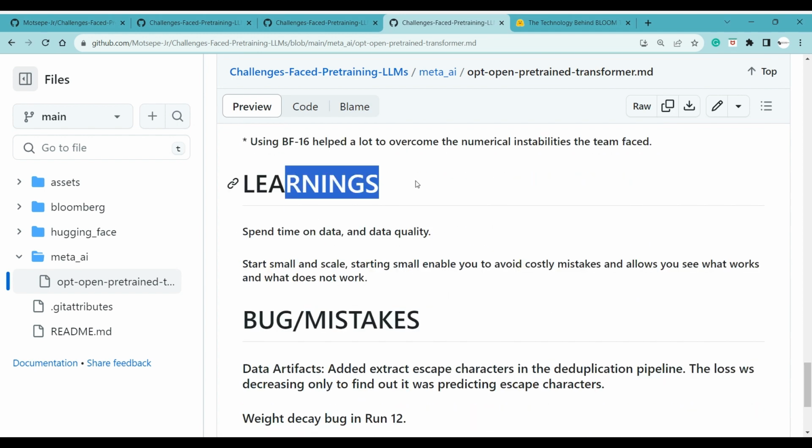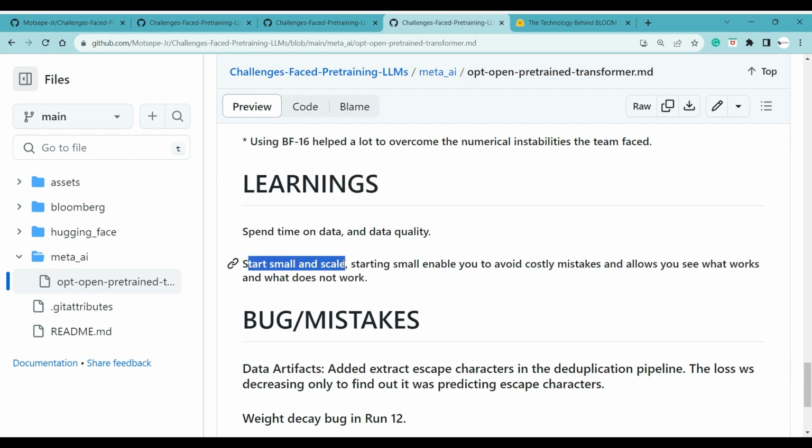Anyway, learnings. They said that you need to spend time on data as well as data quality. This is one thing I thought is very, very important: having people specify what kind of data they used on these projects, because different labs can then see if some of these challenges pertain to the data or something else.